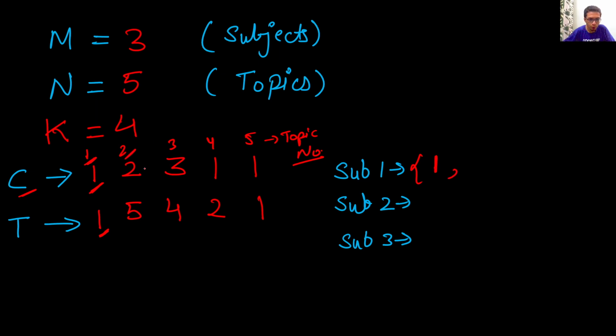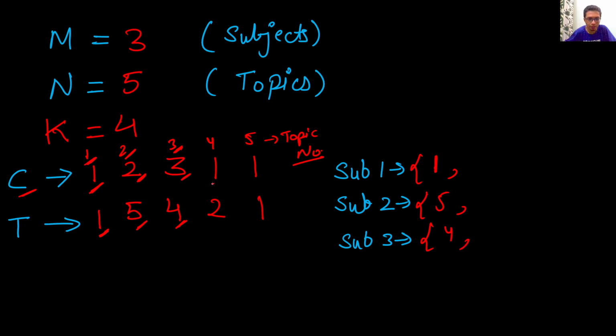For topic number 2, this belongs to subject number 2, and this takes 5 hours, right? So in subject 2, I'll write 5 over here. That is, one of the topics in subject number 2 takes 5 hours to be completed. Similarly, for topic number 3, this belongs to subject number 3, and this takes 4 hours, right? So in subject number 3, I'll write 4 over here.